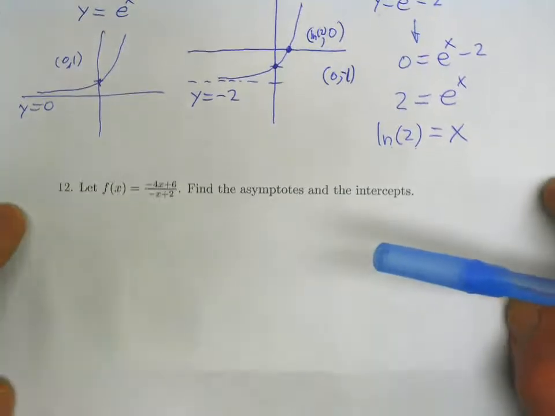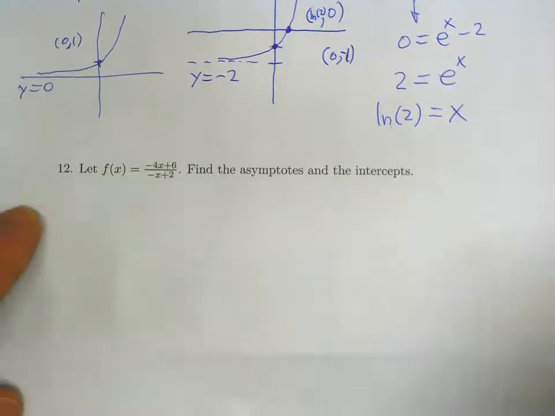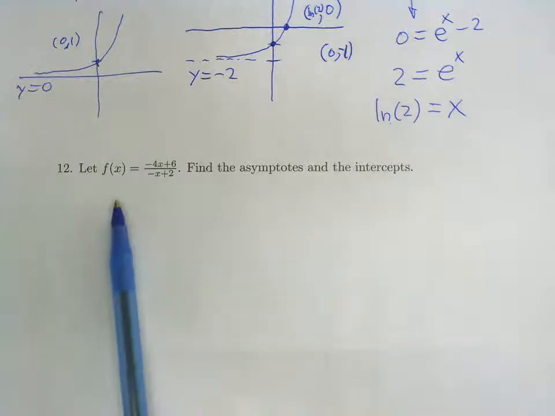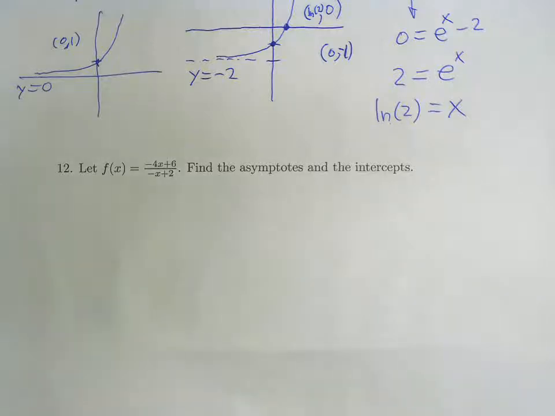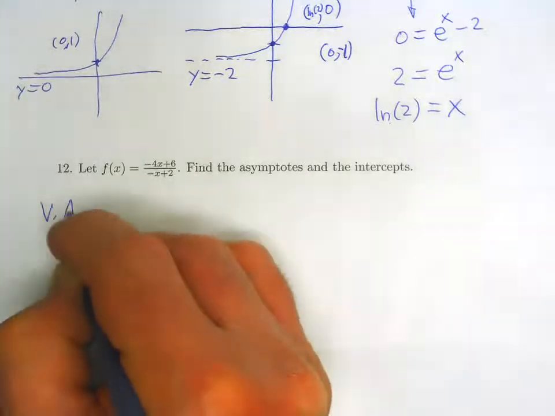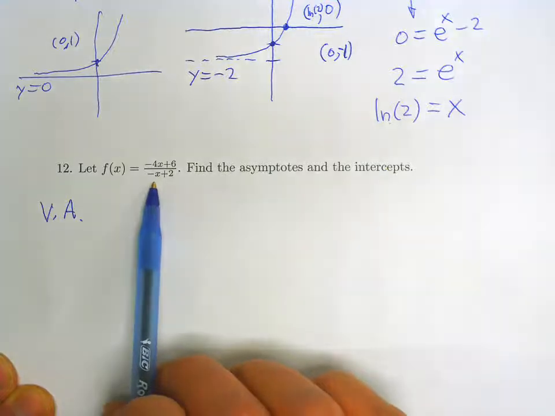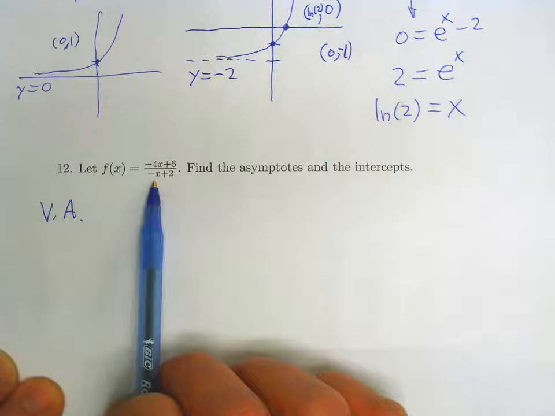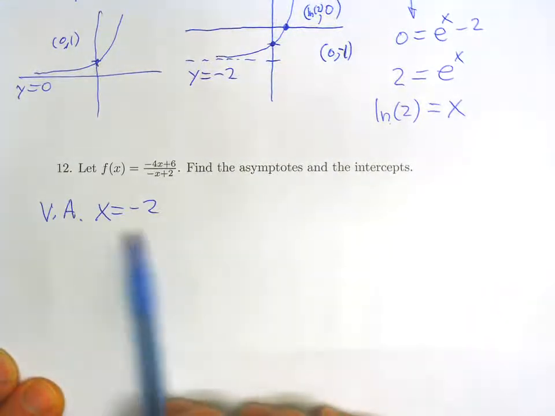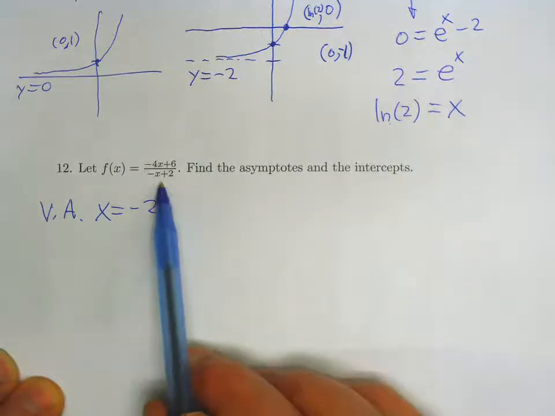Okay, we have time to do at least part of this next example. Let f of x be equal to this rational function, negative 4x plus 6 divided by negative x plus 2. There's a vertical asymptote. So the x value that makes the denominator 0 is x equals negative 2. So the vertical asymptote is x equals negative 2.